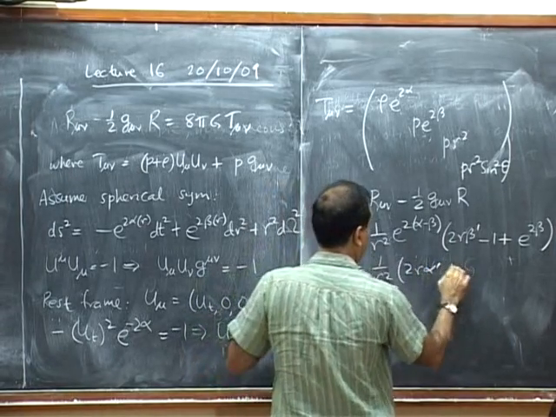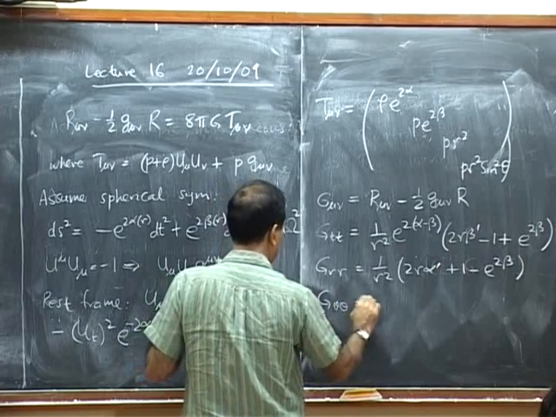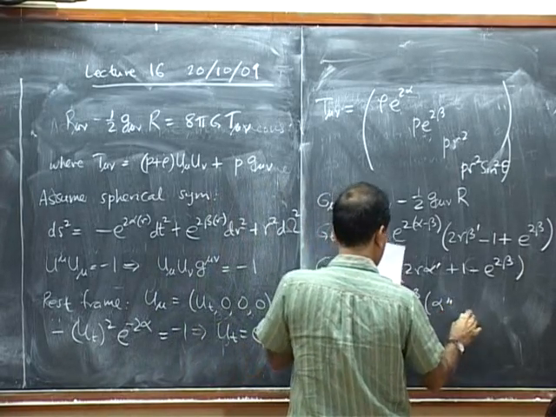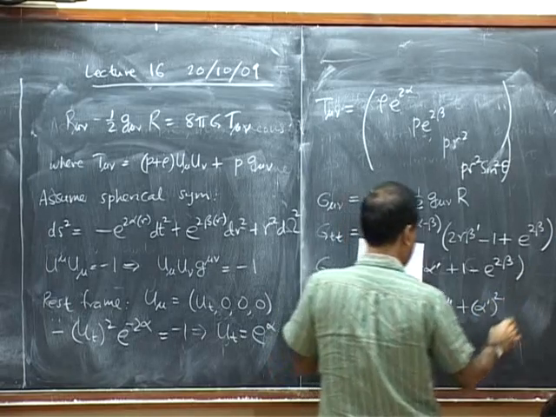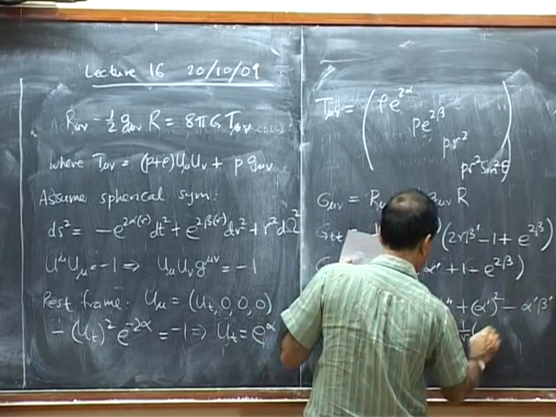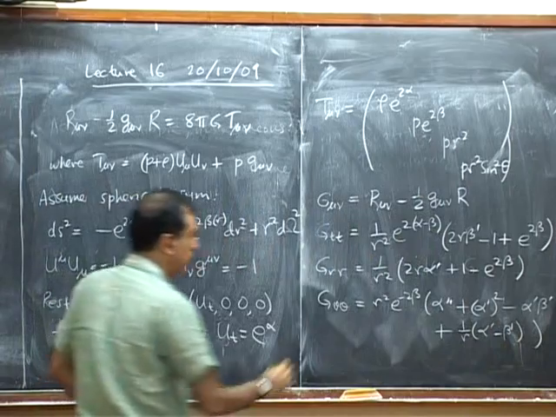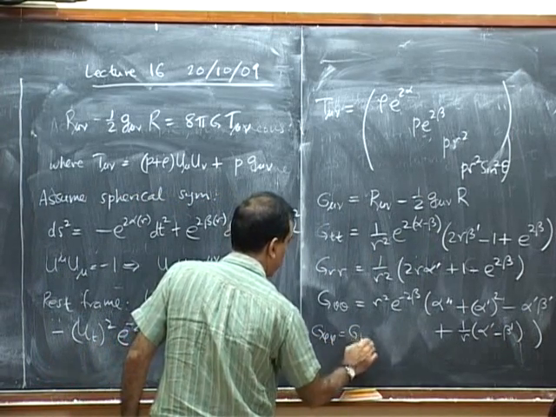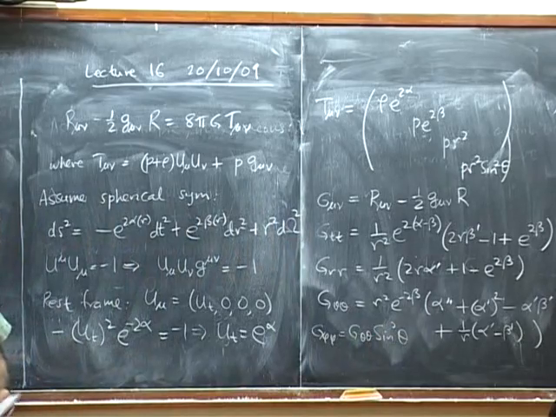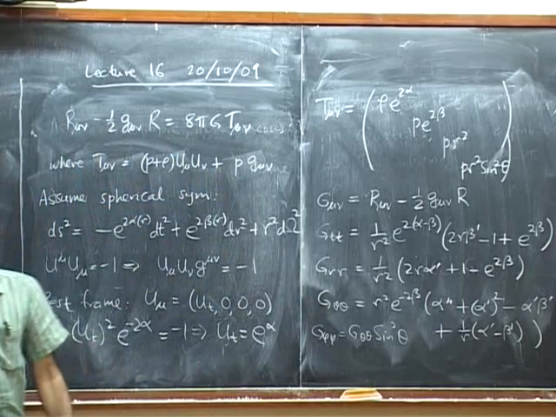r alpha prime plus 1 minus e to the 2 beta, and G theta theta is r squared e to the minus 2 beta, particularly simple. G phi phi luckily is just the same as G theta theta up to a factor. So it's G theta theta times sine squared theta. And it's no surprise, spherical symmetry will imply that the theta theta component of this equation and the phi phi component are the same equation. So you don't have to do them twice.